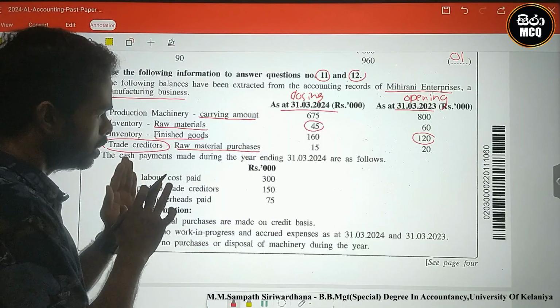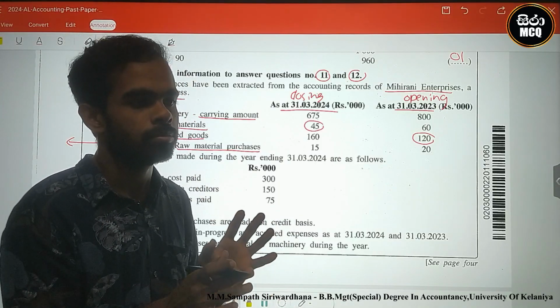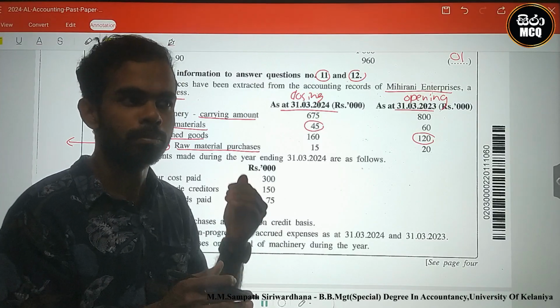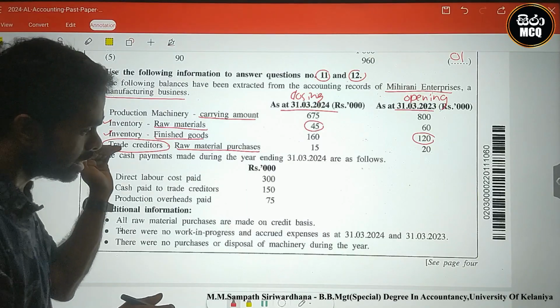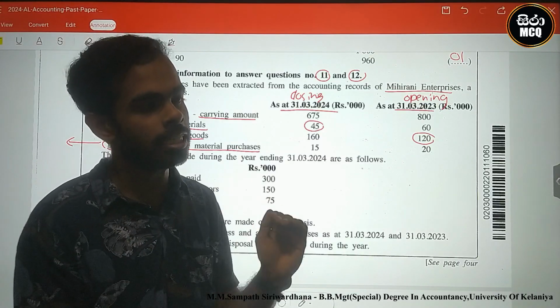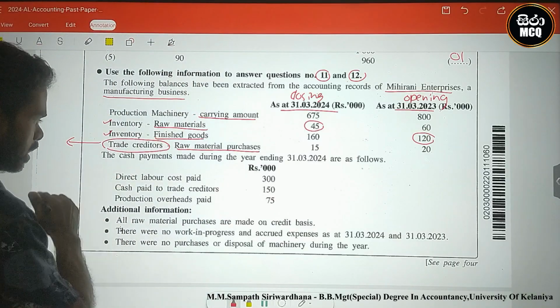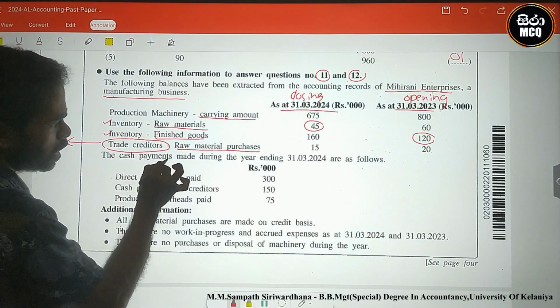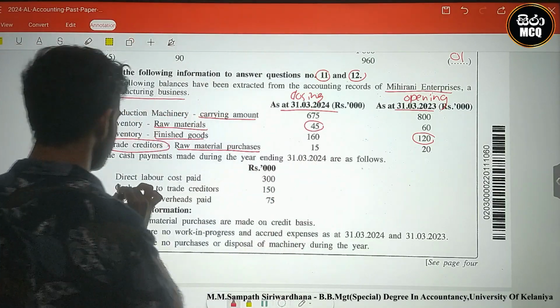I don't get this one. We cannot directly impact the manufacturing account. Why? Raw material creditors, trade creditors are not directly related to the manufacturing account. Therefore, I go to another account. Cash payment made during the year ending 31st March 2024 as follows.